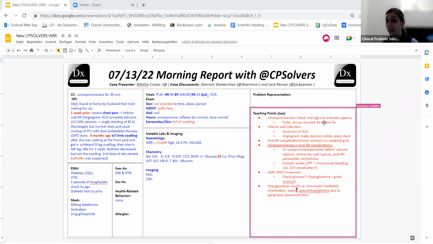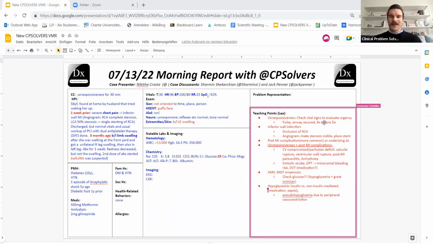But 35 is really, really low. So I would just give this patient lots of glucose and put them on a drip and see if, again, the altered mental status reverses or not. Because if it does, then it's hypoglycemia, give them sugar, they're doing better. Or is there something else that we need to worry about? Jack, what are your thoughts?